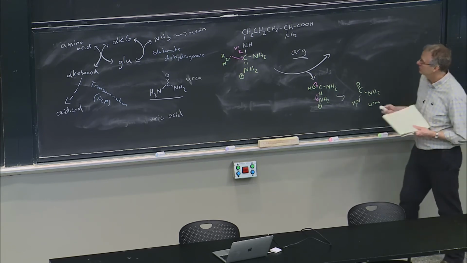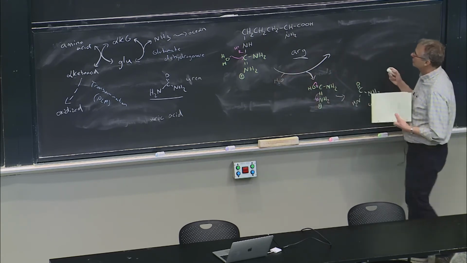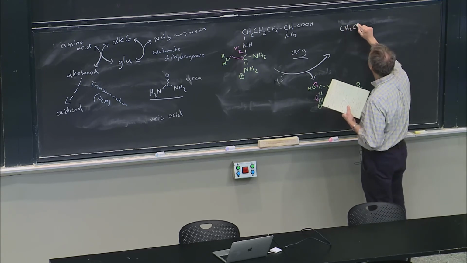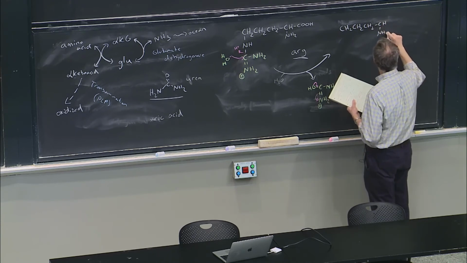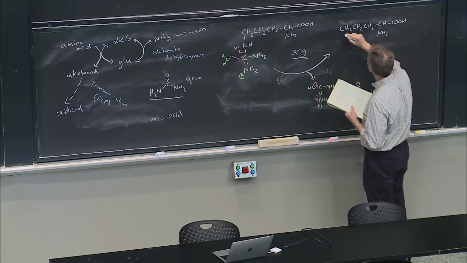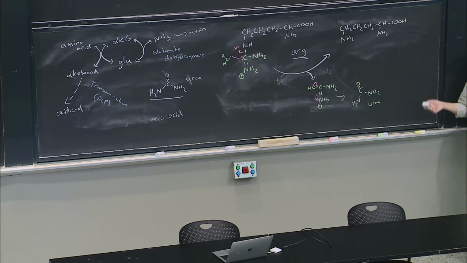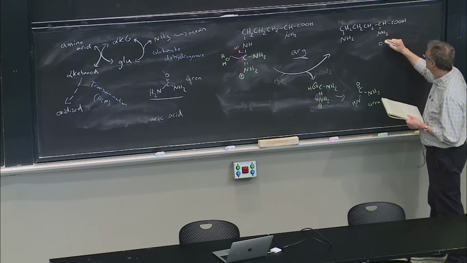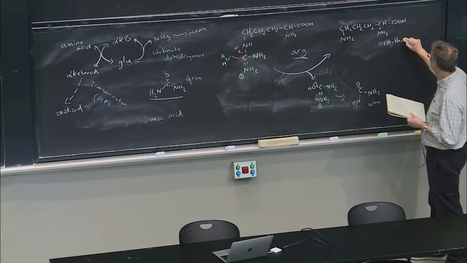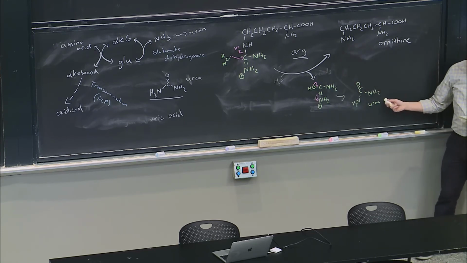All right? And so what we're left with after we do that is this other amino acid, which is not found in protein, but is found in metabolism, and it is an amino acid called ornithine. And so, basically, if you break down arginine into ornithine, you generate urea.